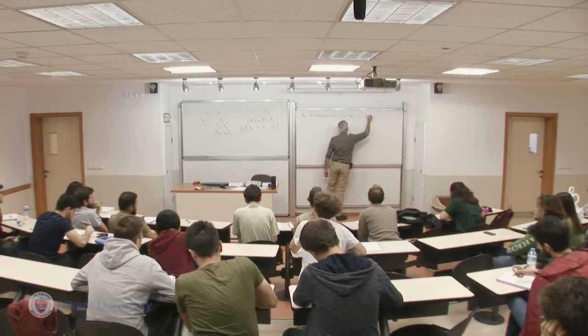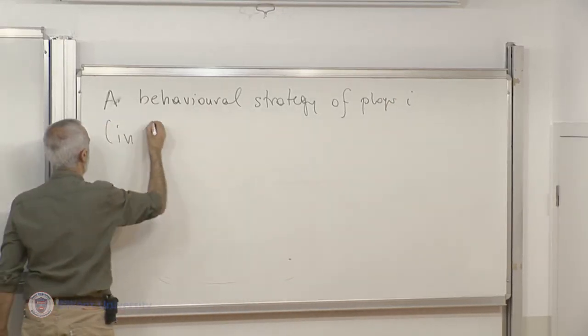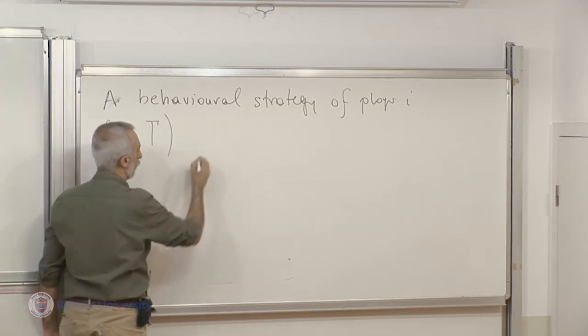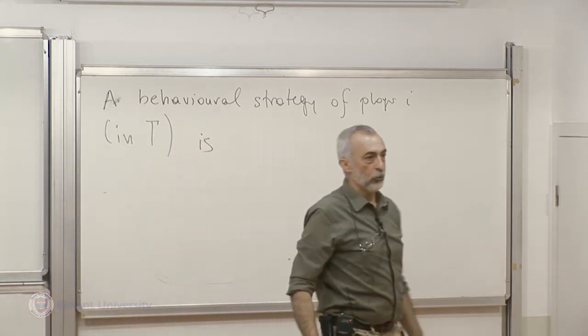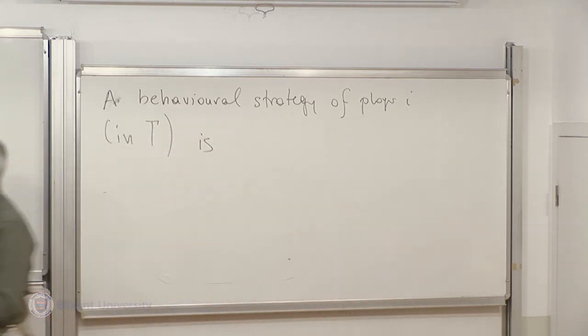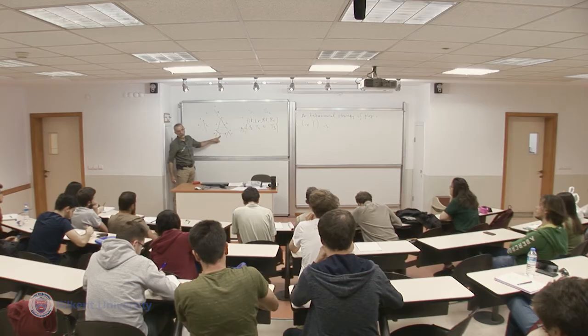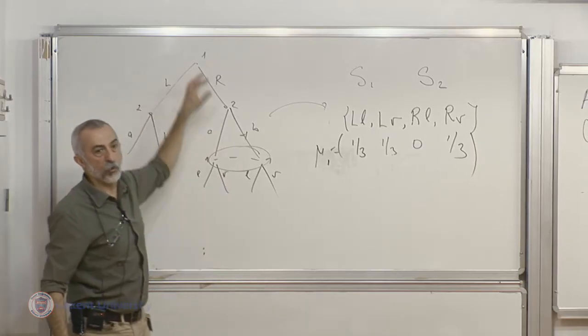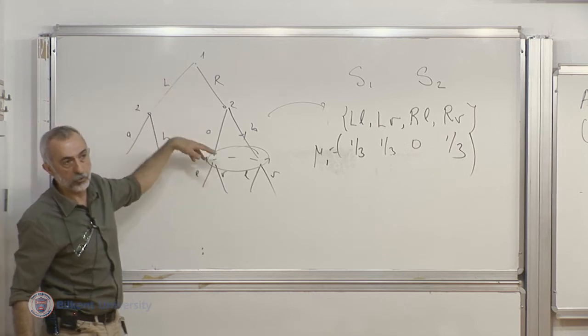Of player I in the game gamma, in the extensive form gamma, is, well, what is it? Well, it's a list of probability measures. It's a probability measure over capital L and R, and another probability measure over small l and small r. That is, for each information set, we have a probability measure.